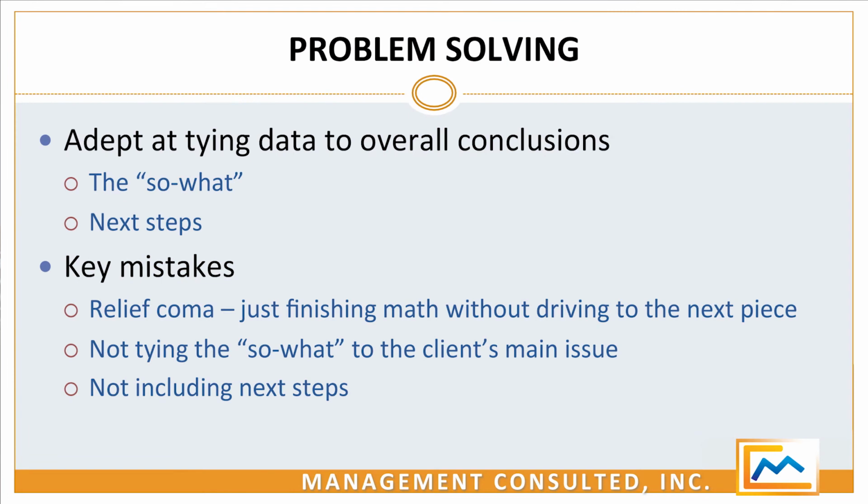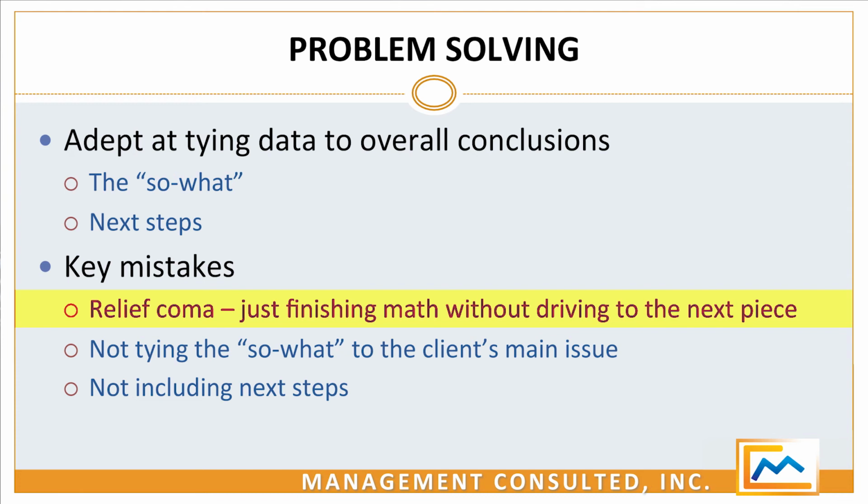There are some key mistakes, however, that you could make in these areas, so make sure that you don't fall into one of these traps. The first one I call relief coma. It's when you finish the math without driving to the next piece. You just get so excited that your calculation is finished that you don't tie it to these next two pieces. Don't fall into relief coma. Make sure that you're constantly pushing the case forward.